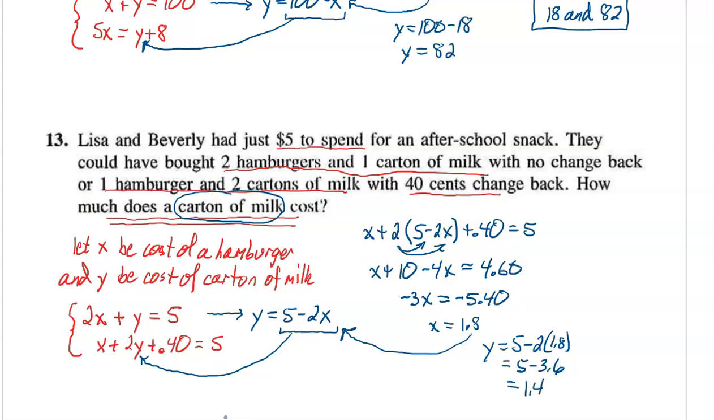Now we know the answer for y, and it was the letter y that was representing the cost of a carton of milk. Now, I don't want to write my answer as an ordered pair. That's not what this is about. We just want to know, what is the cost of the milk? That is $1.40.